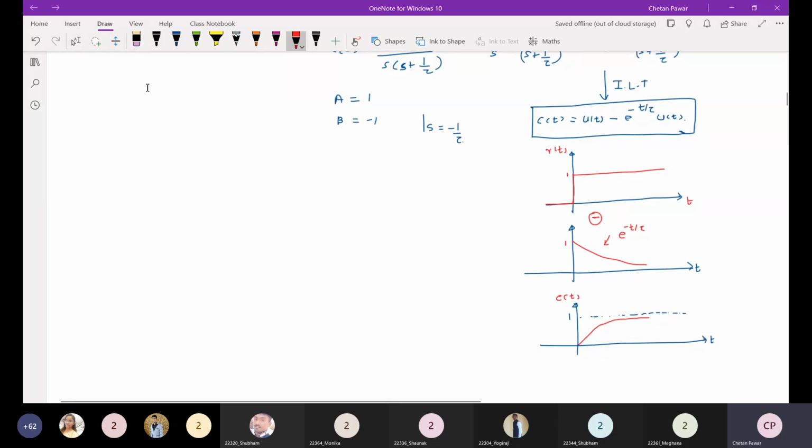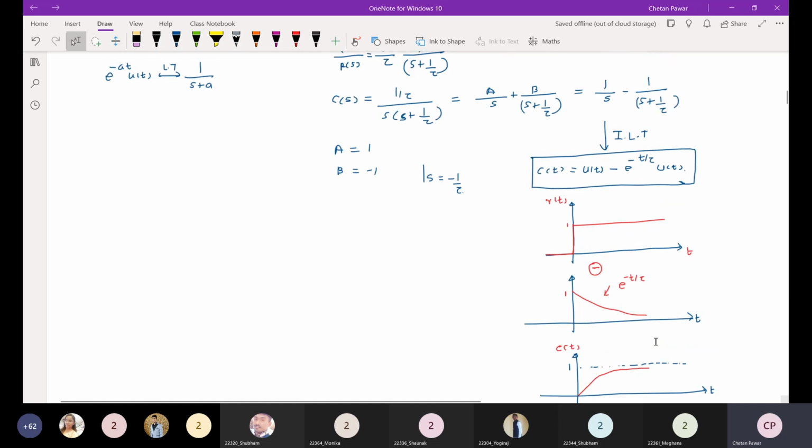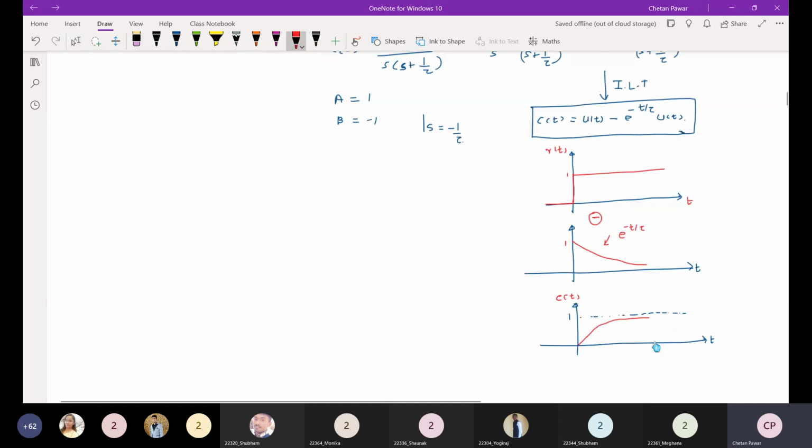So here you can see how to draw this, 1 minus 1 0. Okay, you just need to invert, right? Because we are subtracting this particular signal from this one, right? So this is just like an inverted signal. So this is c of t. So this is the unit step response of the system.